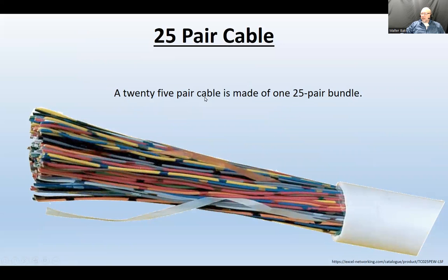A 25 pair cable is made out of 25 pair bundle. And it's a cable because it has many conductors and it's enclosed, embraced, covered with one common jacket. When you strip the jacket off the cable, you're going to find, sometimes, nylon ribbons, or sometimes strings. And for the most part, you're going to find 2 strings or ribbons.